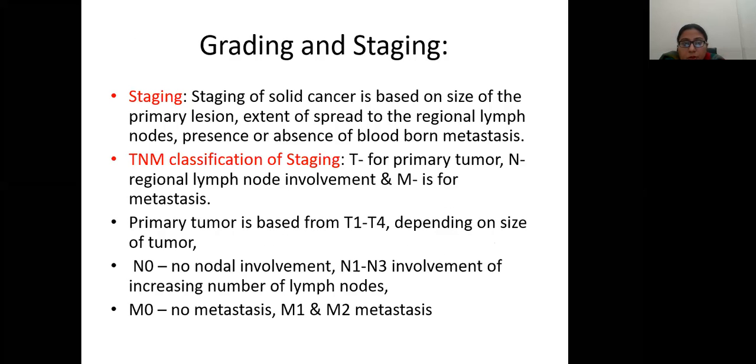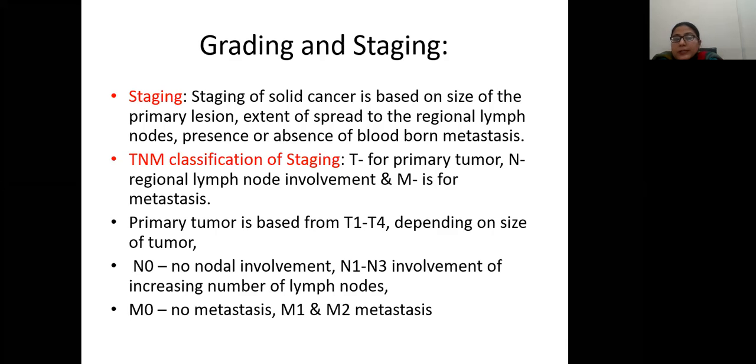Okay, so now the staging. The staging of a solid cancer is based on the size of the primary lesion, extent of the spread to the regional lymph nodes, and presence or absence of blood-borne metastasis. Okay, so TNM classification of staging. T is for primary tumor.